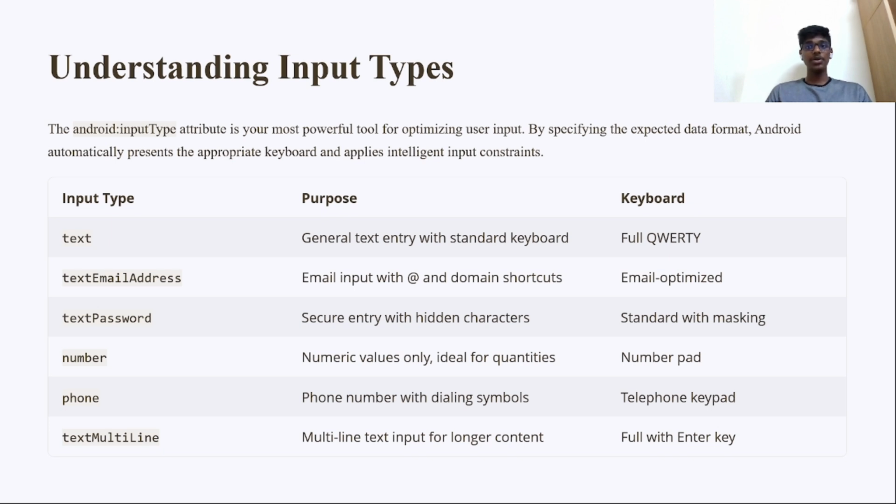For secure input with masking, we use input type textPassword. For this, the keyboard is standard with masking. For numeric values only, we use input type number. For this, the keyboard is a number pad. For phone numbers, we use input type phone. For this, the keyboard is a telephone keyboard. For multi-line text, we use input type textMultiLine. For this, the keyboard is a full keyboard with enter. Using the correct input type improves usability, validation, and prevents errors.